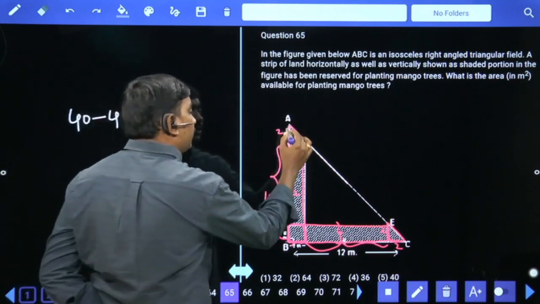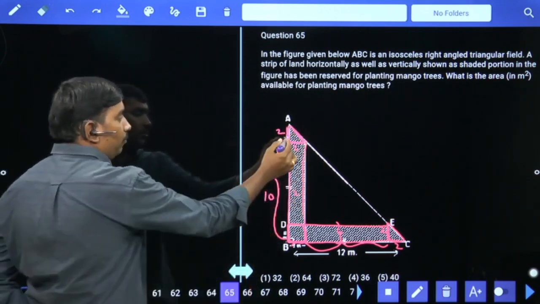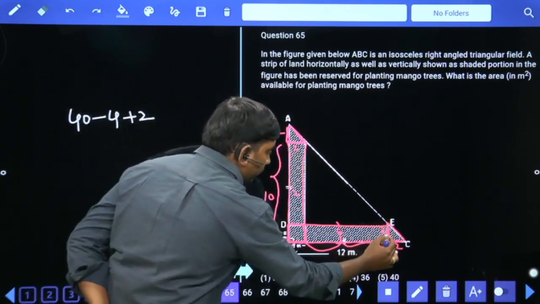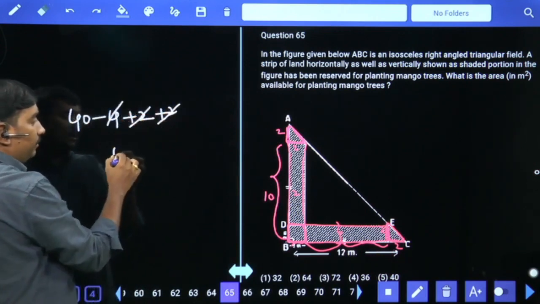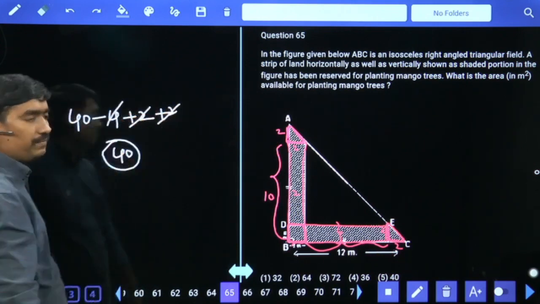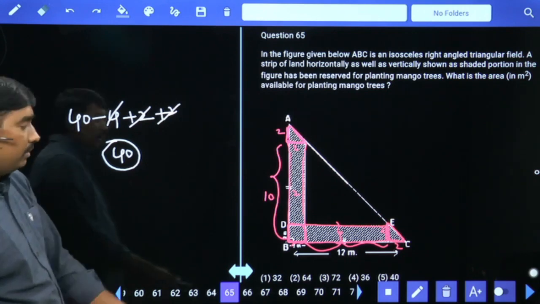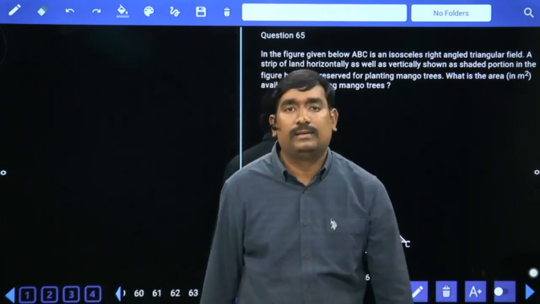And add these two triangles' area. Half into base into height. 2 twos are 4. Half means 2. This triangle area also 2. 4 and 4 will get cancelled. So area of the shaded region is 40. Answer is the fifth option. Thank you.